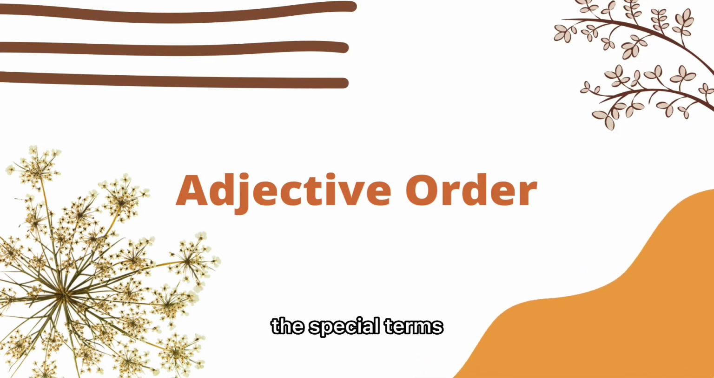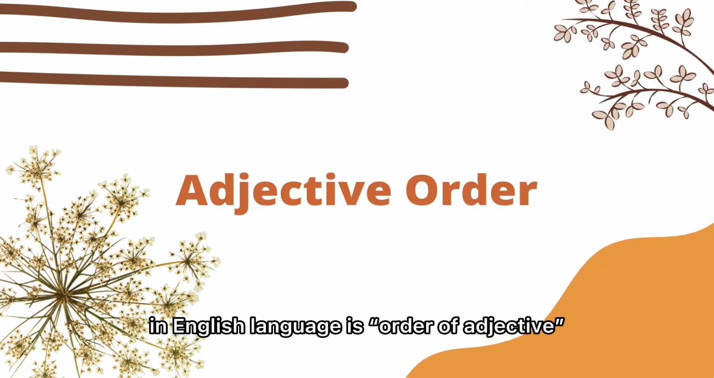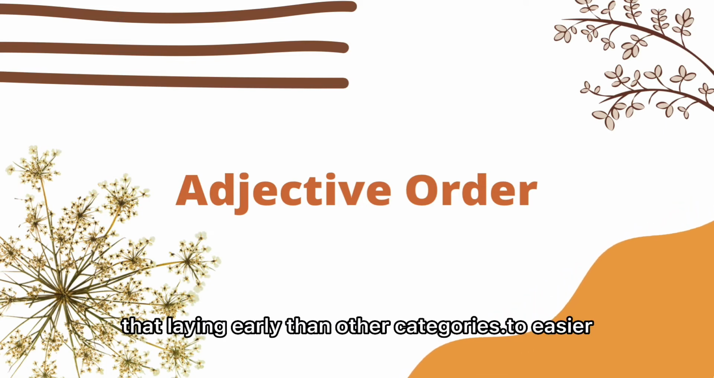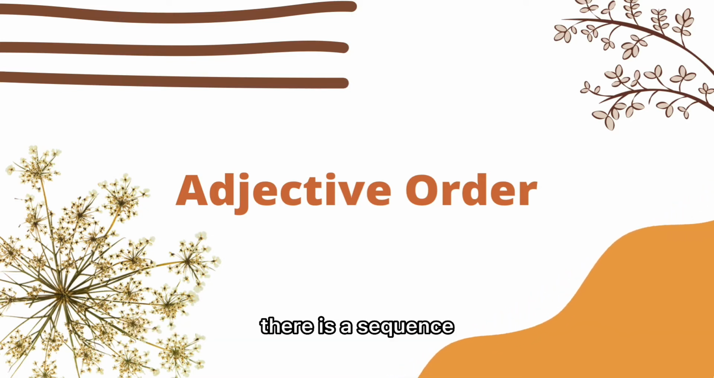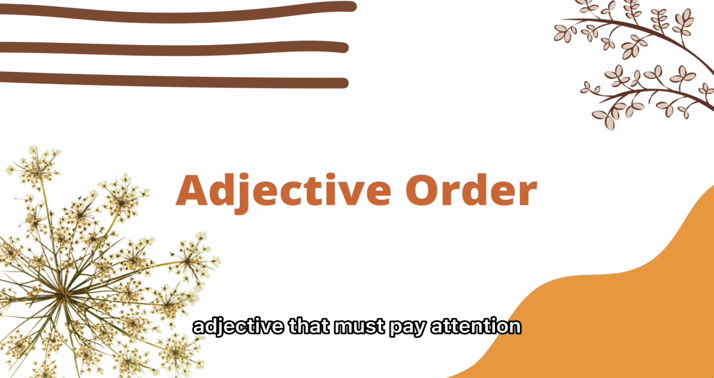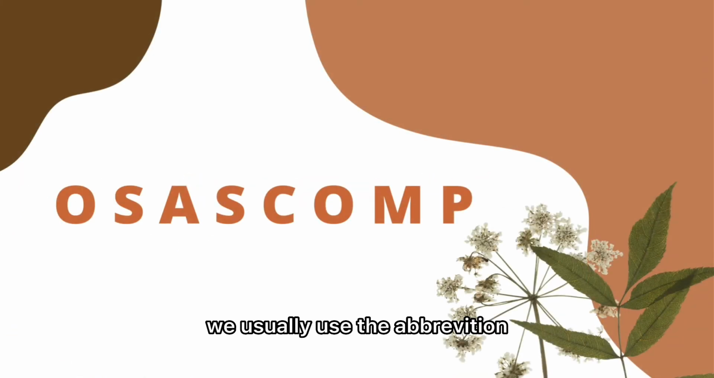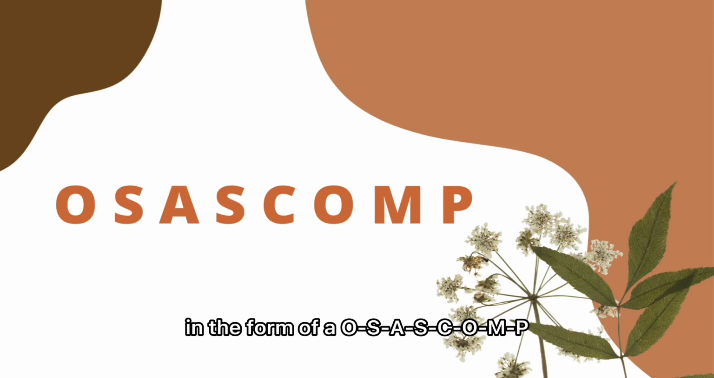The special term in English is order of adjectives. So, there are adjectives that come earlier than other categories. There is a sequence of adjectives that you must pay attention to when describing things. More easily, we usually use the abbreviation OSASCOMP.